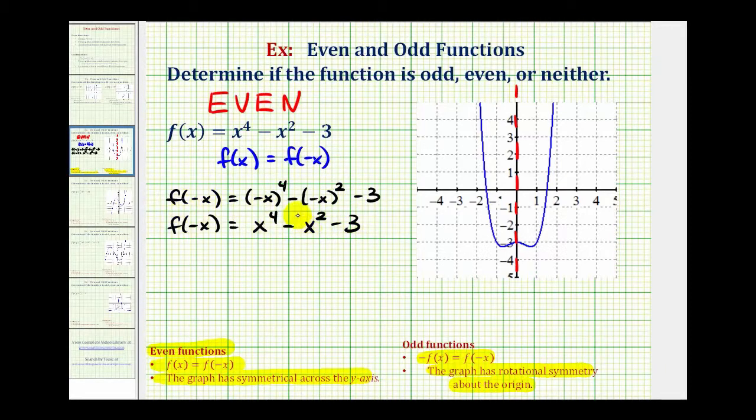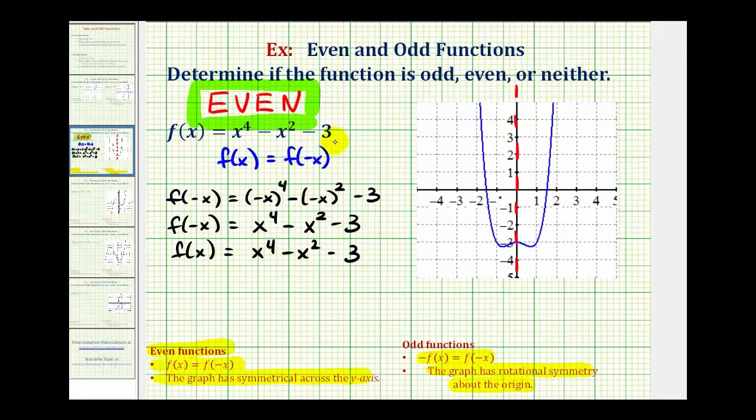Well, notice that f of negative x and f of x are equal to each other. f of x is equal to x to the fourth minus x squared minus 3. And therefore, once again, we've shown that the given function is even. We've shown it graphically, we've also shown it algebraically.